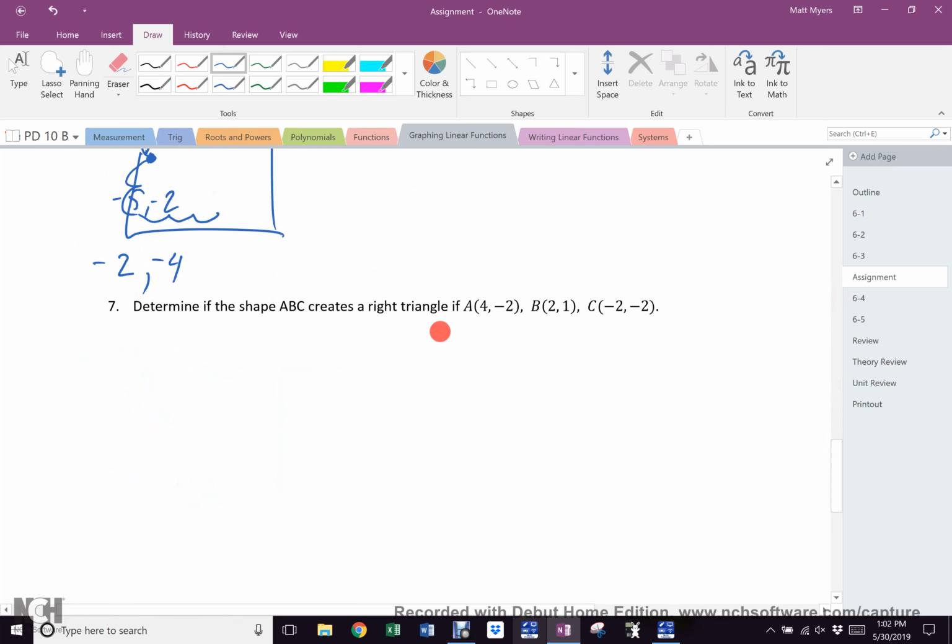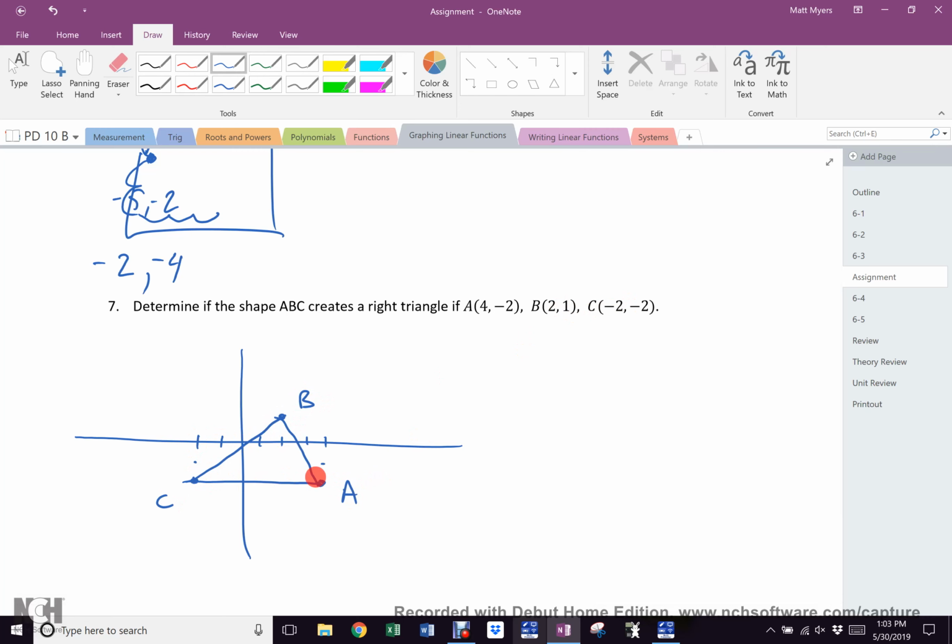And lastly, is this a right angle triangle? Do you want to check 3 corners? I don't, because that's a lot of work, so I sketch it out. 4, negative 2. 1, 2, 3, 4, 1, 2. There is A. 2, 1, 2, 1. There is B. Negative 2, negative 2. There is C. If you sketch it reasonably well, and you will always be able to sketch it reasonably well because you will always have graph paper available to you, where is the only possible 90-degree corner right now? B.